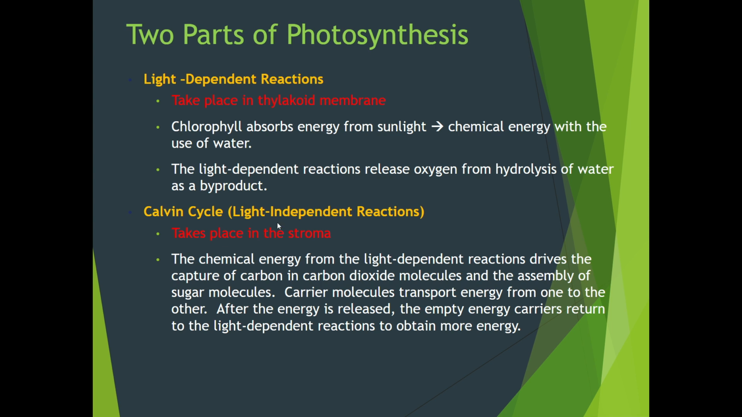The Calvin cycle, or light-independent reactions, don't necessarily happen in the absence of light, they just don't need it. But it does take place outside of the thylakoid membranes. It takes place in the gel-like fluid we call the stroma. And the chemical energy from the light-dependent reactions is utilized here to drive the capture of carbon from carbon dioxide molecules. And we're going to see a process called carbon fixation occur. Carbon dioxide molecules will be converted into glucose. So we'll convert carbon dioxide into glucose, which is an organic molecule.